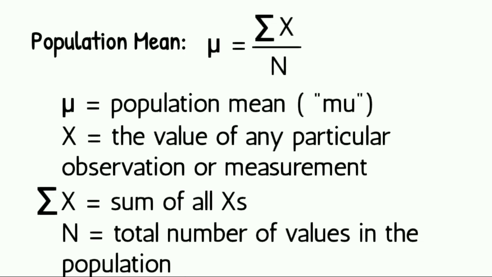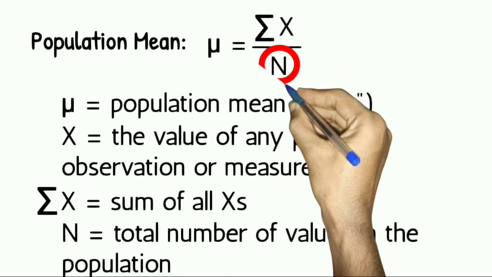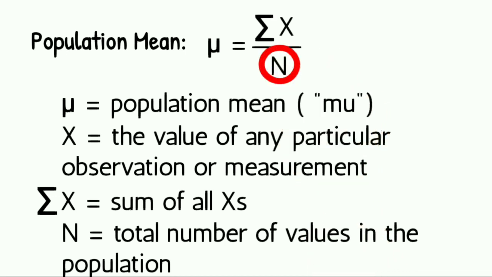So tignan nyo, yung n dun sa sample mean ay maliit at yung N dun sa population mean ay malaki. Because yung n na maliit refers to the total number of values in the sample, while yung N na malaki refers to the total number of values in the population. Do not forget the difference between a sample and a population.